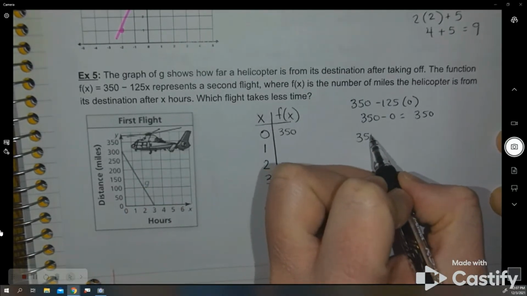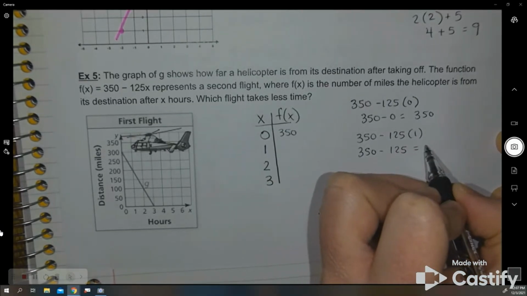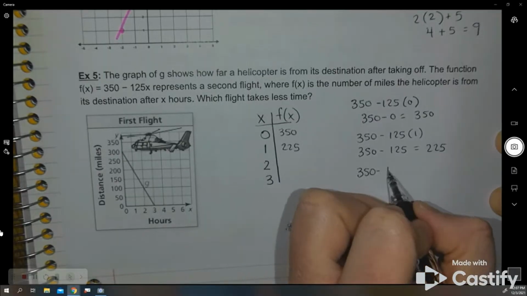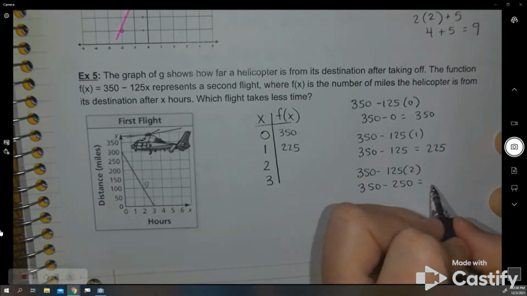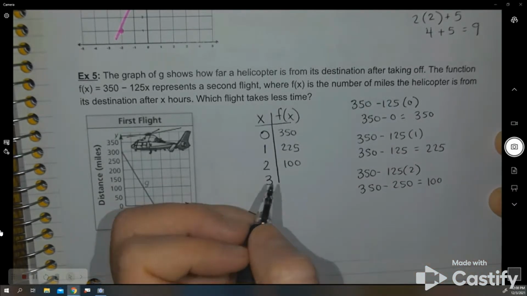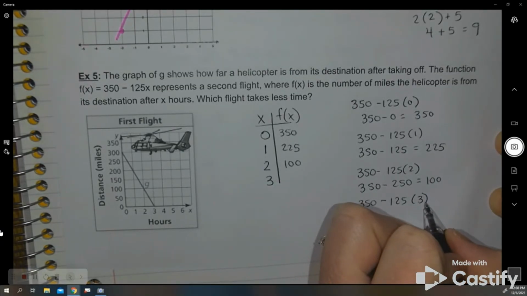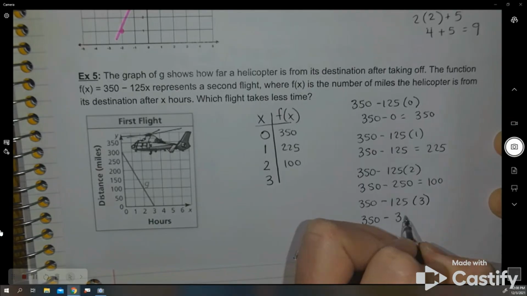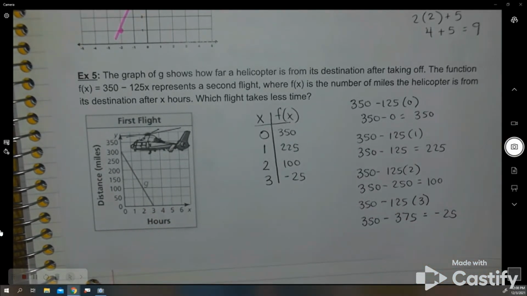And then we have 350 minus 125 times 1. So 350 minus 125 is 225. 350 minus 125 times 2. Well, that's 350 minus 250, which gives us 100. And then if we did 3, we have 350 minus 125 times 3. So we have 350 minus 375, which would be -25. So that doesn't really help us out too much with that part of it.